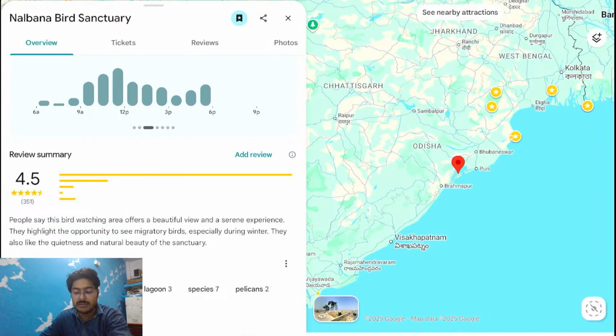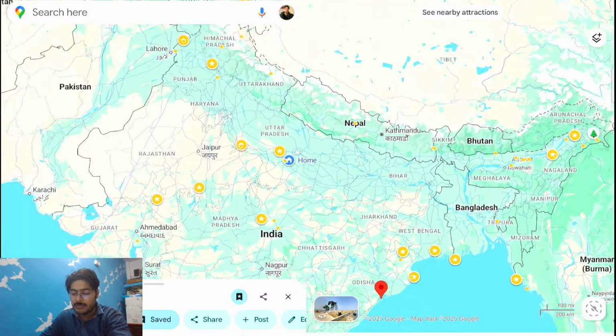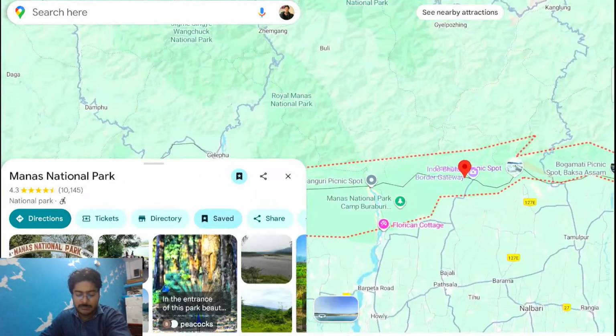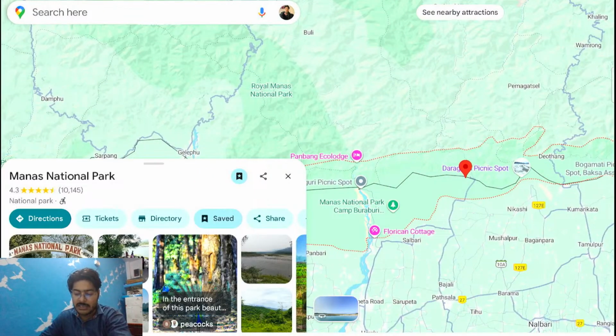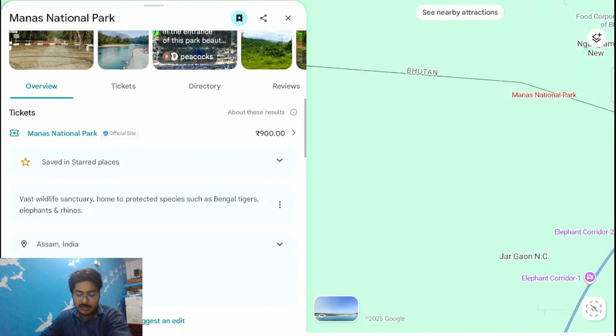And now I may also add some more information regarding the same. Some information is already given there, but I may add more. For example, maybe this one. Here I have added Manas National Park. In this way, you may give information. Or for example, this is what I have written: vast wildlife sanctuary, home to protected species such as the Bengal tigers, elephants, and the rhino. This is written here, in the left corner. Clear? I have marked it out.